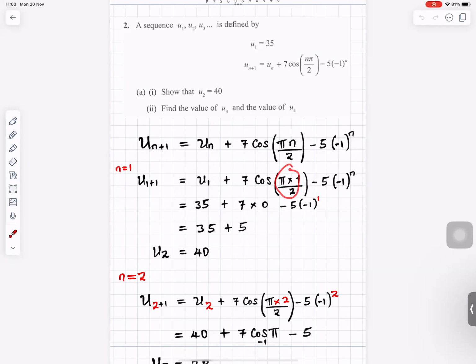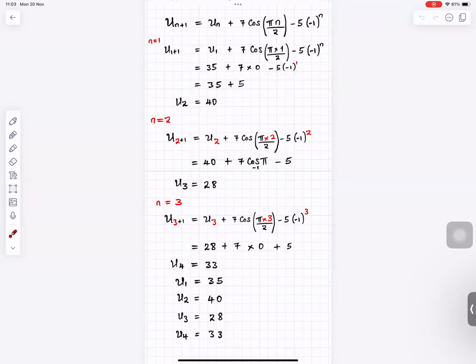Put your calculator in radians. That'll give you 0. And then minus 5 times minus 1 to the power 1. That gives a plus. Minus times minus is a positive. So you get 40. You put n equals 2 and simplify it. When you put n equals 2, you get 28, which will be u3. And you put n equals 3, you would get u4, which is 33. So your answer goes 33, 35, 40, 28, comes back to 33 again. So after 4, it starts repeating.